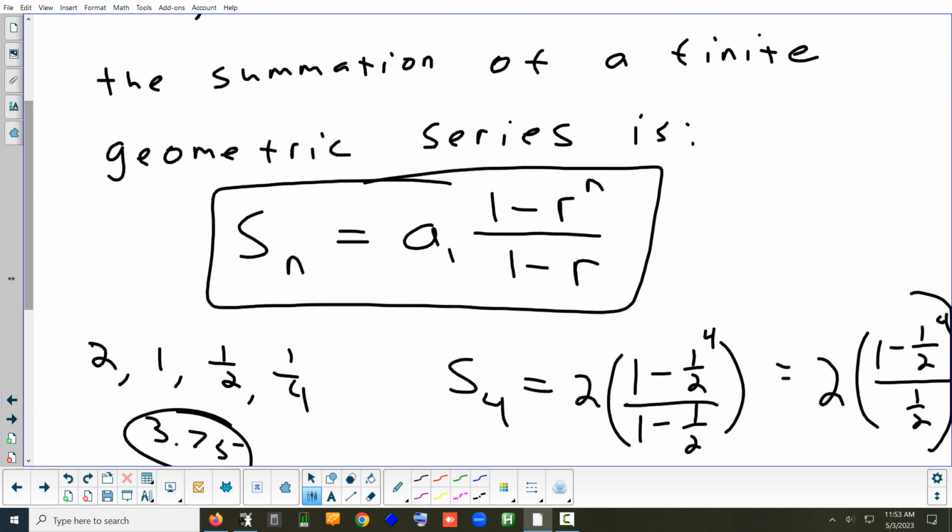So that's the formula for adding up a finite amount of terms in a geometric series. That's all that this works for, just a geometric series. Any questions on that? Okay.